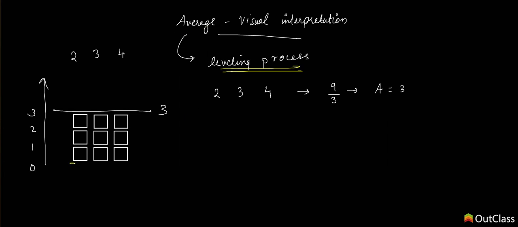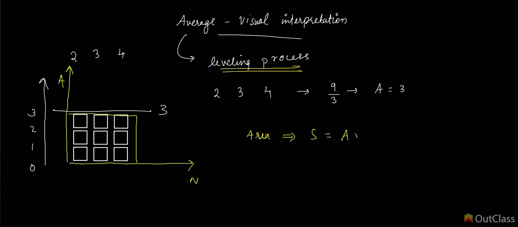Also notice that if you take the number of observations on this axis and the size of the observations on this axis, what you have is a rectangle with a length equal to the number of observations and a height equal to the average, and the area represents the sum, which is the product of the average and the number of terms. So the area of a block can be used to signify the sum for a certain number of terms.